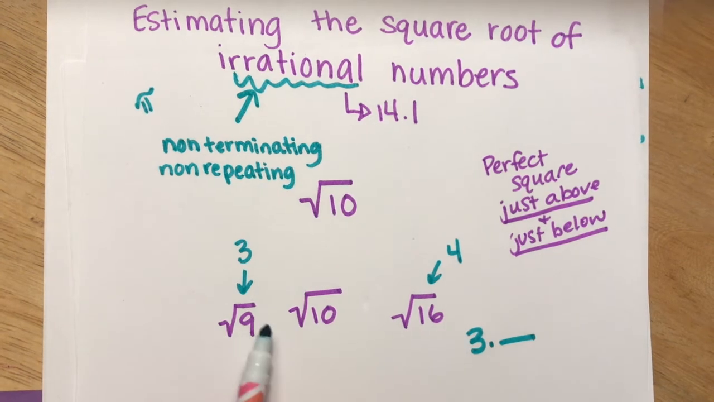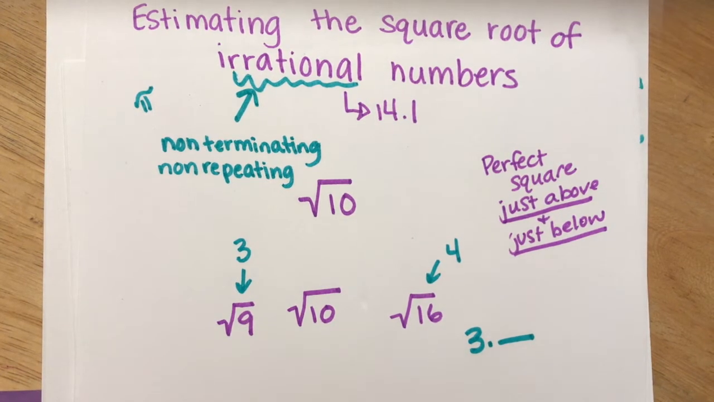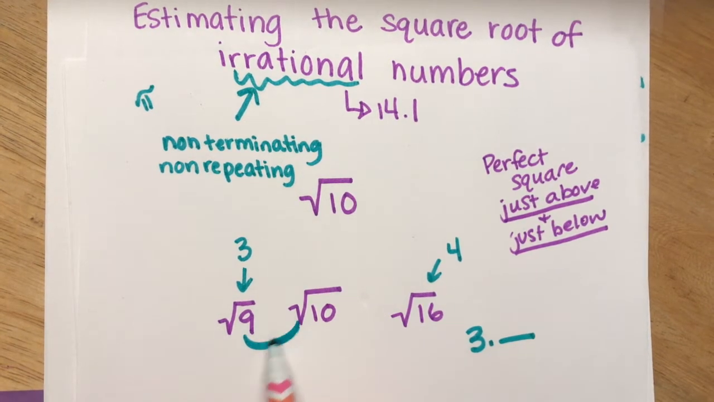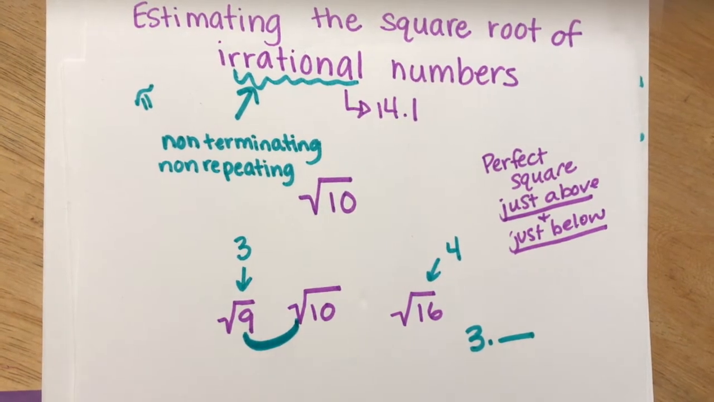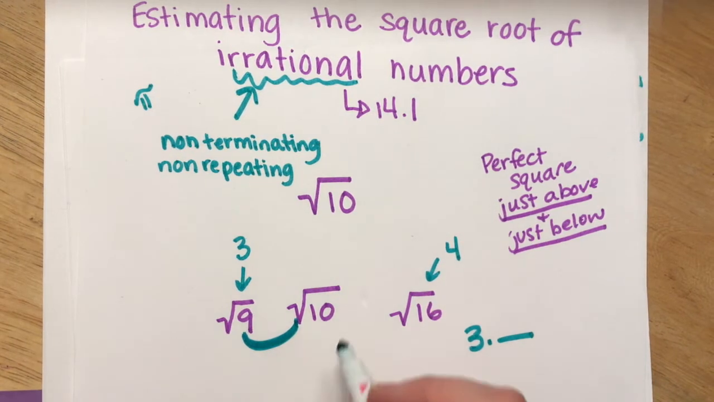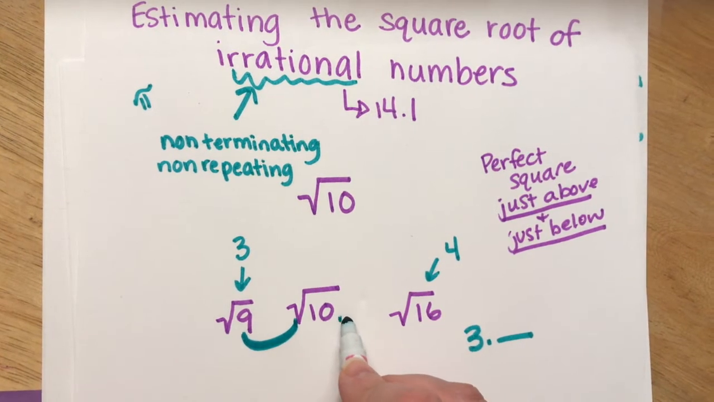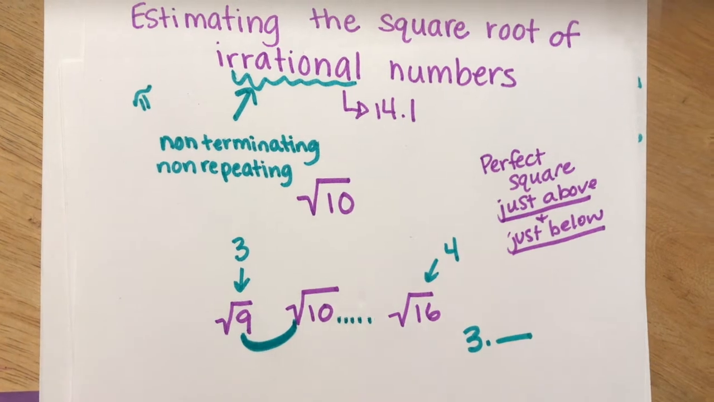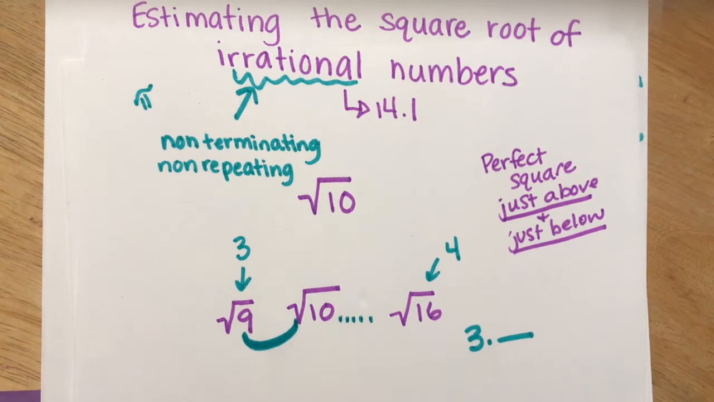Sorry about that, guys. So if I want to estimate this number, I'm noticing that in between here, there's no space. There's no numbers in between here. But between 10 and 16, you've got 11, 12, 13, 14, 15, so you've got 5 other numbers in here. And so I'm definitely thinking that this number has got to be closer to 3 rather than closer to 4.